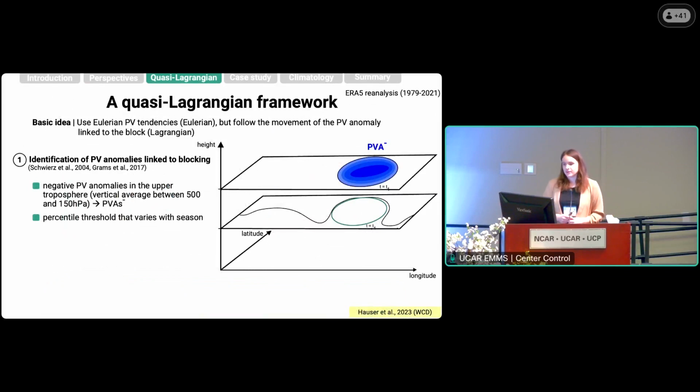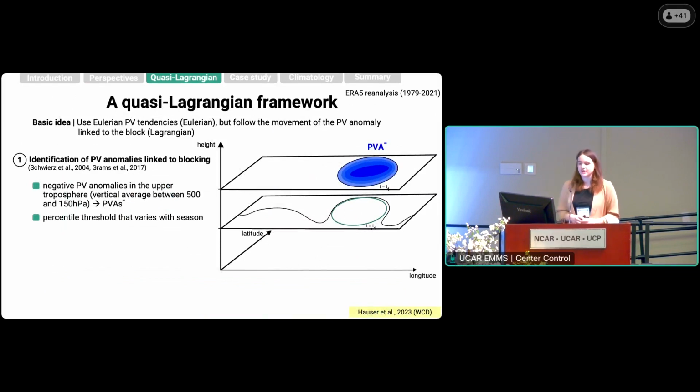For doing that, during my PhD time at KIT, I developed a quasi-Lagrangian framework and applied it to ERA5 reanalysis data from 1979 to 2021. The basic idea here is to combine both the Eulerian and the Lagrangian perspectives by using Eulerian PV tendencies, but following the PV anomaly linked to the block, which is the Lagrangian part. So it works as follows.